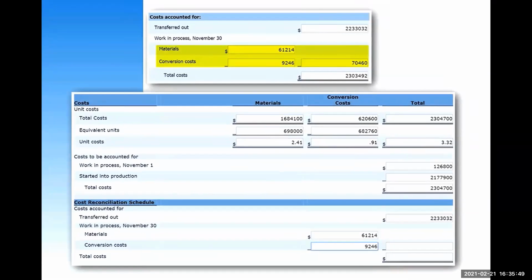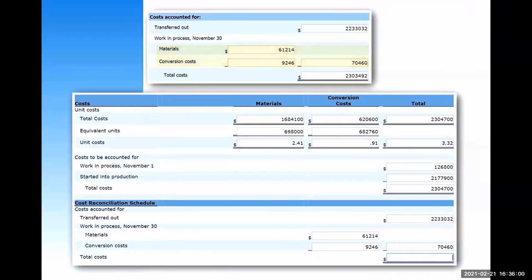The sum of those two amounts then is 70,460, and the sum of the ending work in process plus the cost of the goods transferred out gives us the $2,303,492. So again, the information in this final schedule agrees with the work that we did in the previous part, solving for the information for the costs of goods transferred out.